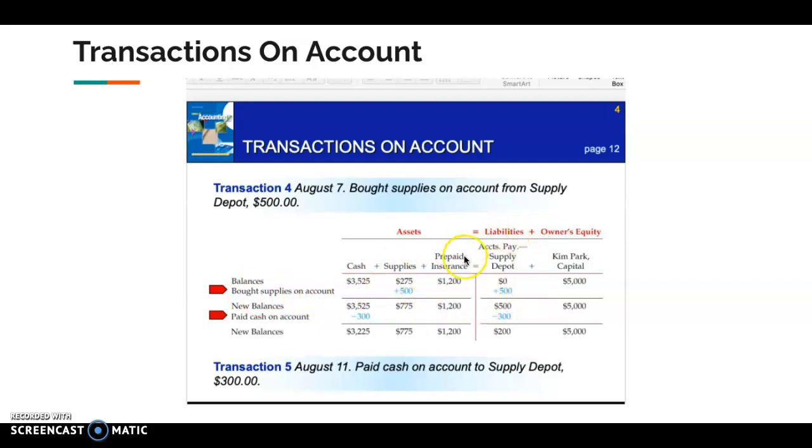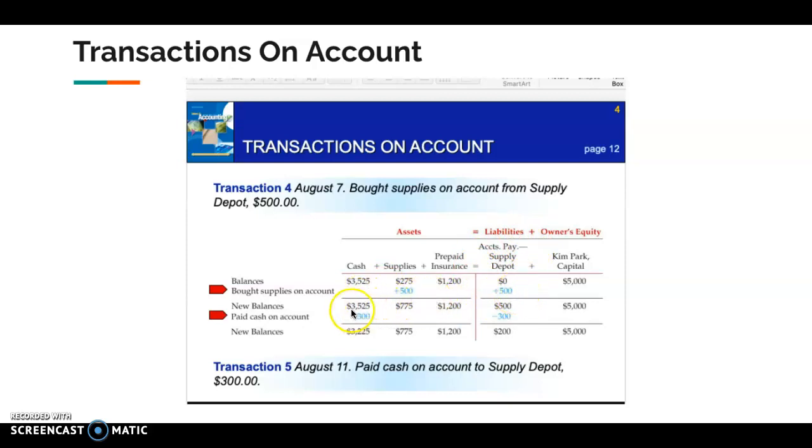So what we're doing here is we've got this liability. Liabilities are basically money that we owe. So accounts payable is money we owe. So we're going to go ahead and show that we have supplies right now, that we bought supplies, but we're going to put it over here in this holding account to show that we still owe $500.